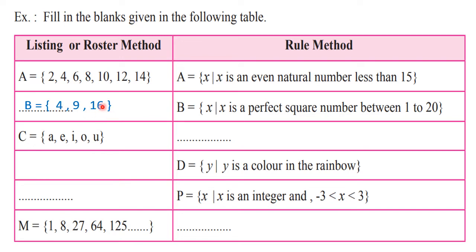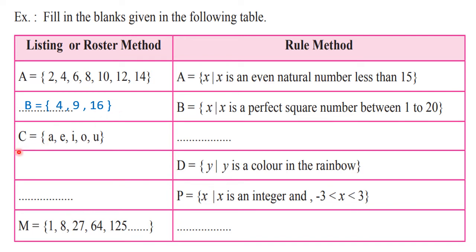Understood why 1 is not allowed? Because of this word between 1 to 20. From 1 to 20 is different. If the word is from, then you have to include 1. But the word between is there, so you cannot include 1 here. So the set elements are 4, 9 and 16.